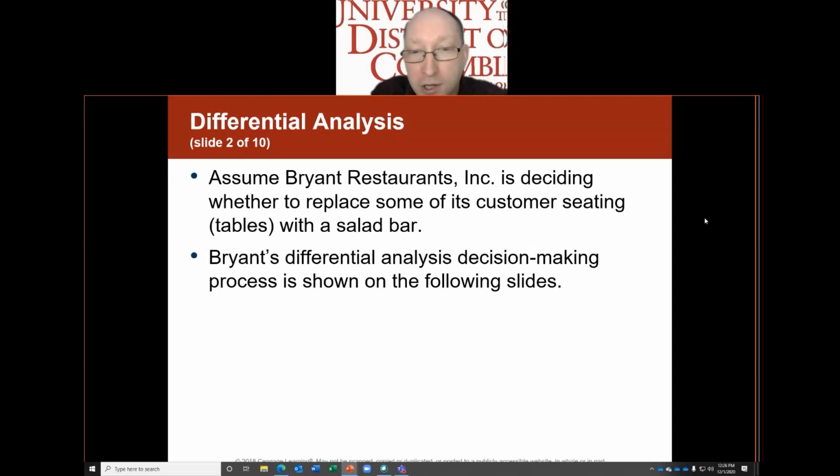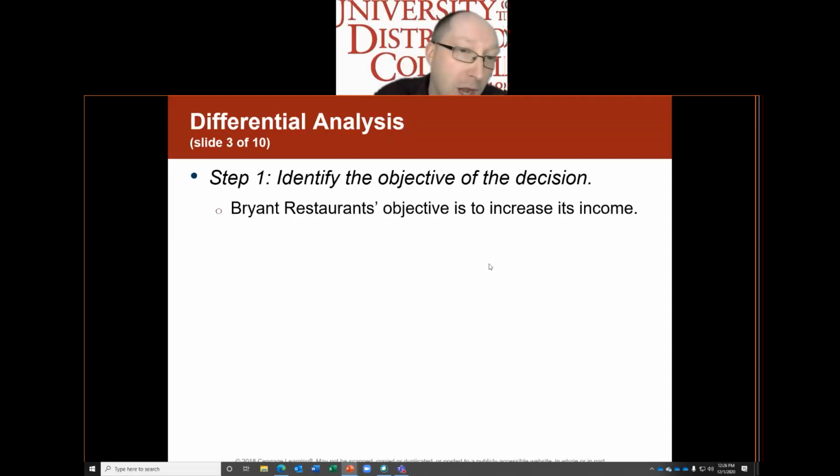Now, here's the decision. The reason why this is a differential analysis is the seats themselves will earn you revenue by getting customers seated in those seats. Or the salad bar will earn you revenue through additional sales of the salad, right? That's where the decision comes in. So let's look at it. First, we identify the objective of the decision. The objective is to increase our income. We know this. Will more seats increase our income, or will a salad bar increase our income?